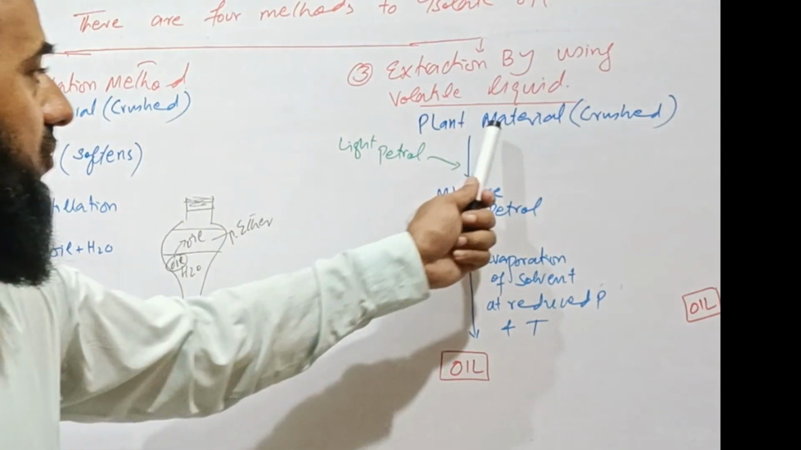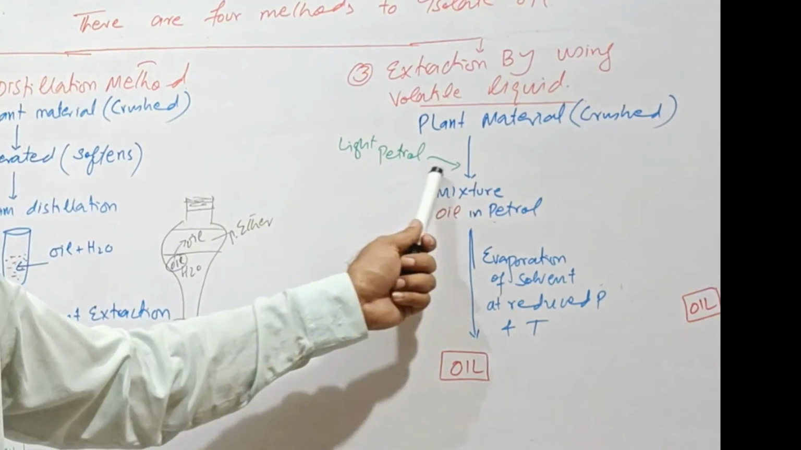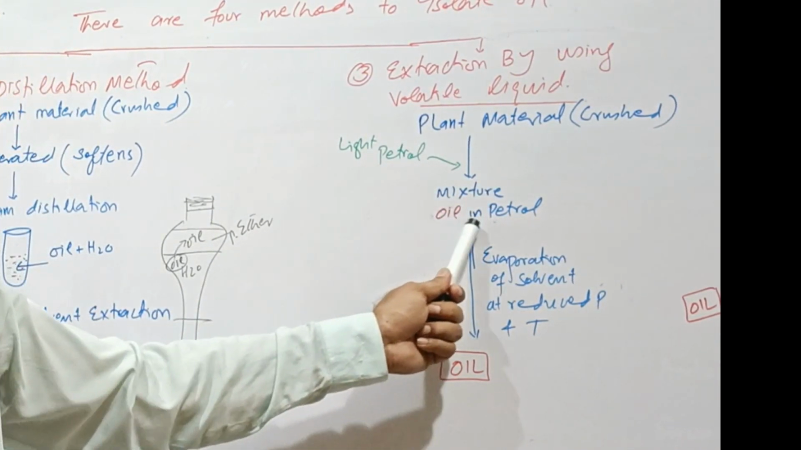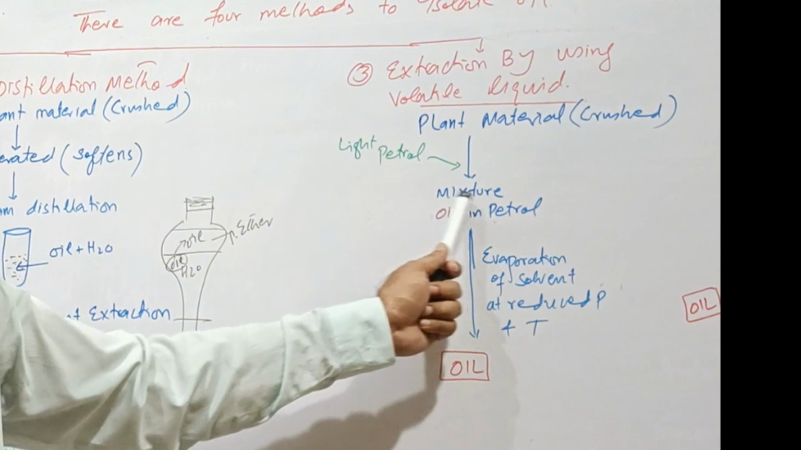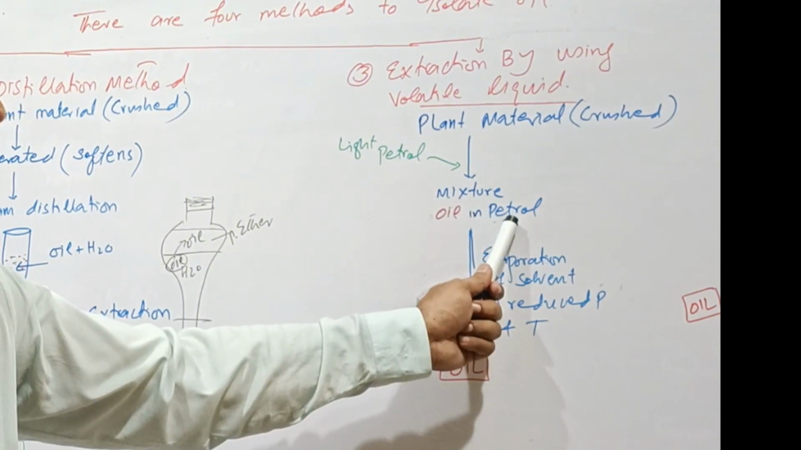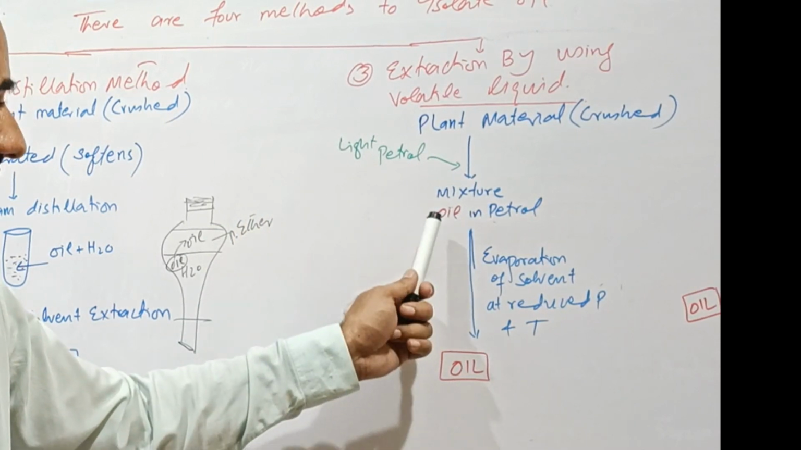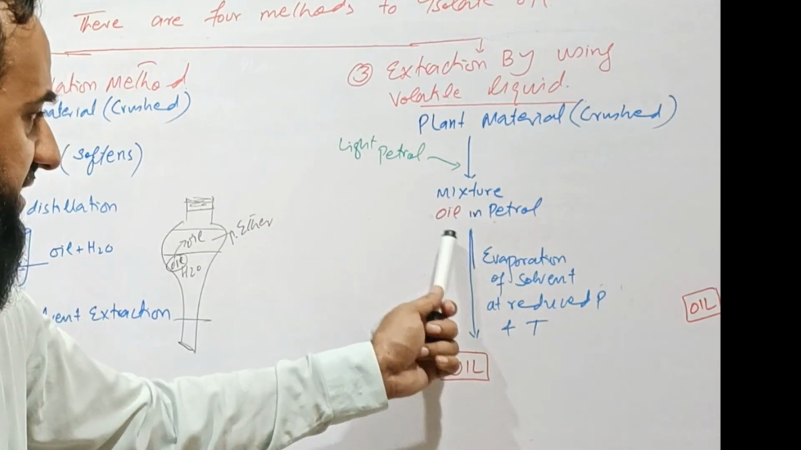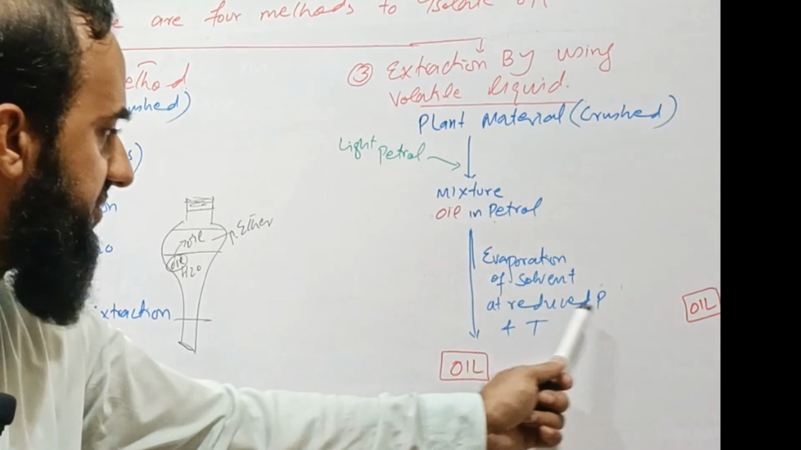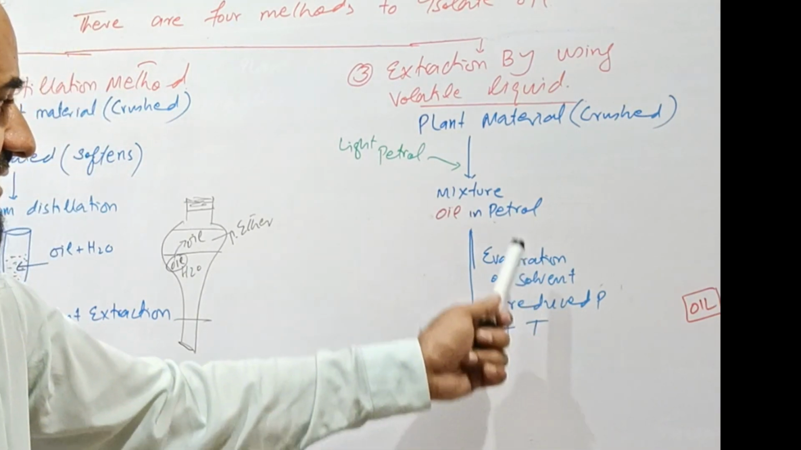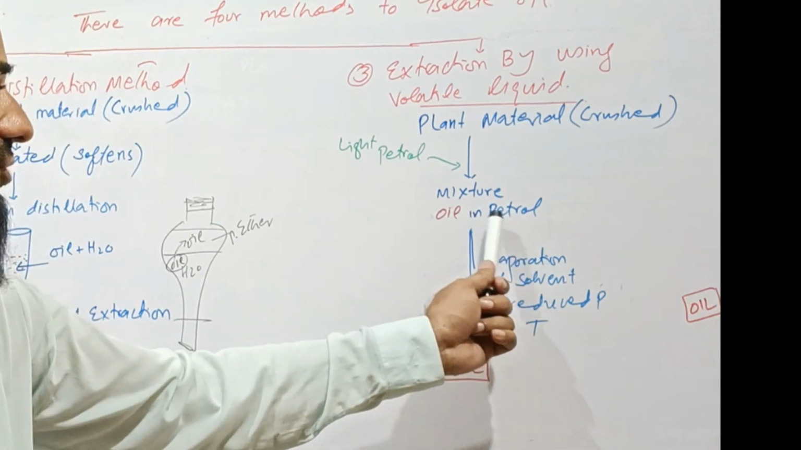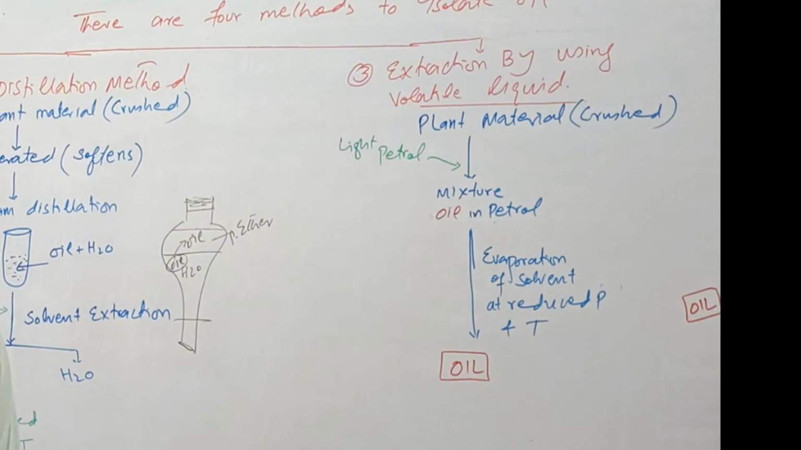So this light petrol solubilizes the essential oil components, and we get a mixture of oil and petrol, and we remove the other plant material, and this mixture is evaporated at reduced pressure as well as temperature, and the volatile petrol is removed, and we get our final product of essential oil.